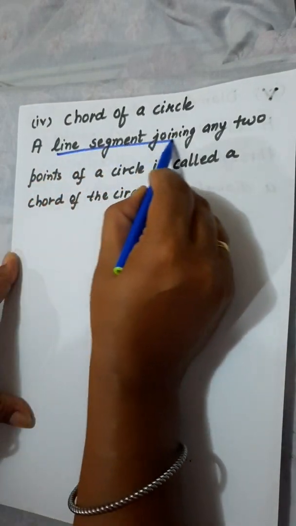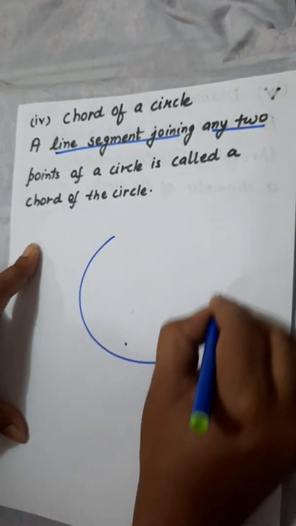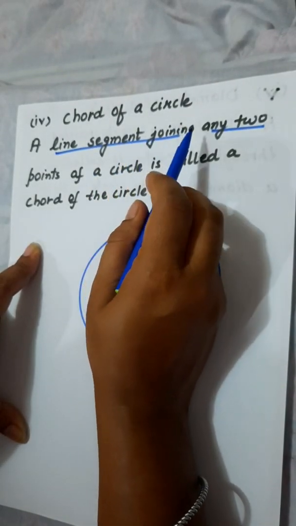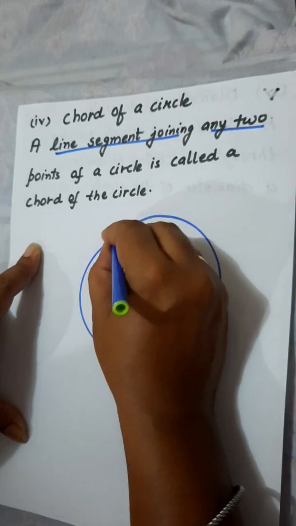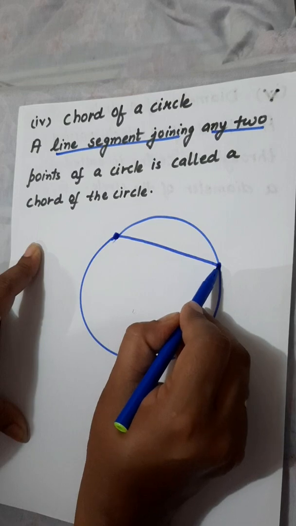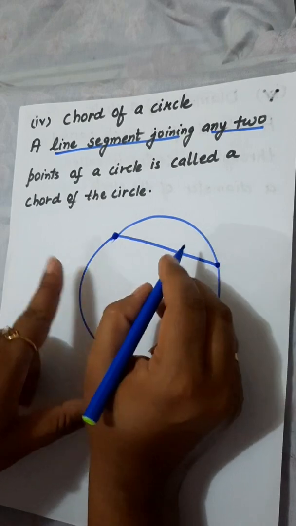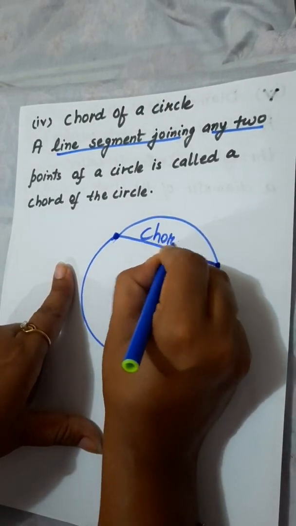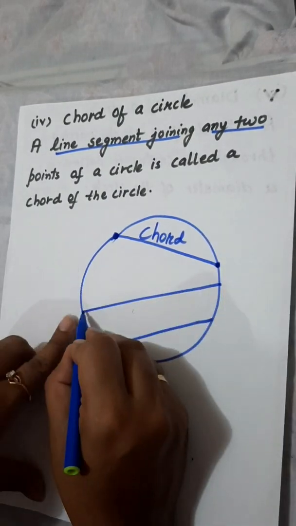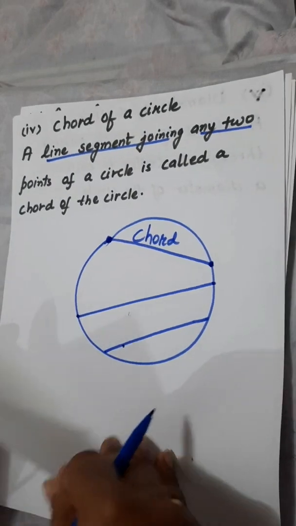A line segment joining any 2 points of a circle is called a chord of a circle. Suppose I have a circle, and this is the line segment joining any 2 points of the circle. If I take 1 point over here and 1 point over here, when I join, I get a line segment, because a line segment has 2 end points. So this line segment joining any 2 points of a circle is a chord. You can draw like this, you can draw like this, but the end points should be on the circle. So this is all about the chord of a circle.